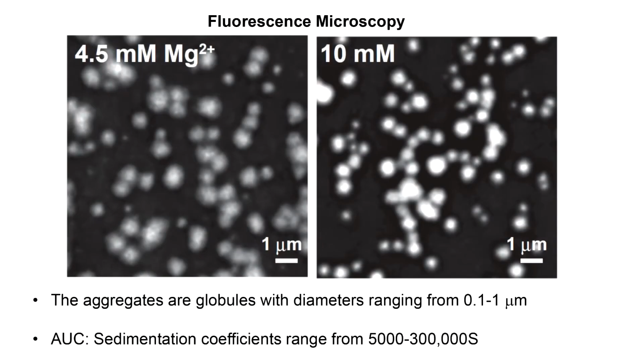Published data. Okay, so the first thing is if you look at them with fluorescence microscopy, these are the kind of images that you get. And it's quite clear that these aggregates are globules with diameters ranging from 0.1 to 1 micron. I don't have time to show you the data, but we did analytical ultracentrifugation on these samples, and rather remarkably, they sediment between 5,000 and 300,000 S. Something that's large normally, like a ribosome, is 80 S. These are 300,000 S. They are the size of chromosomes themselves.